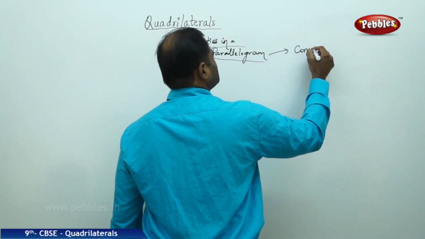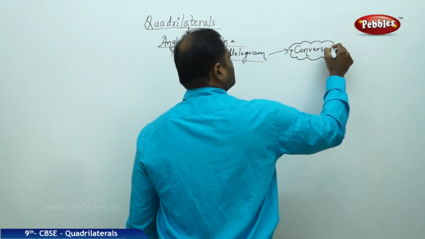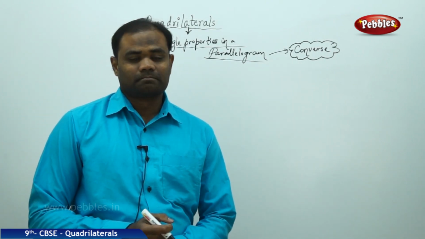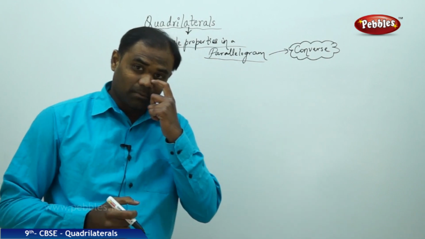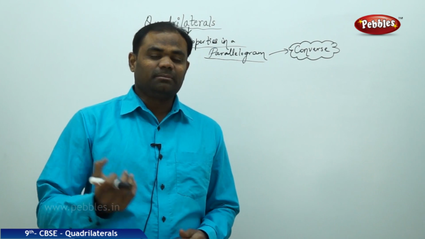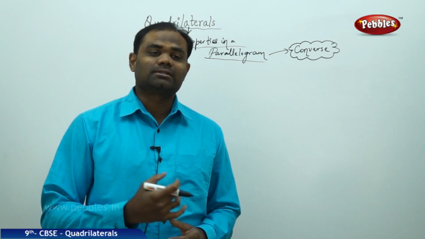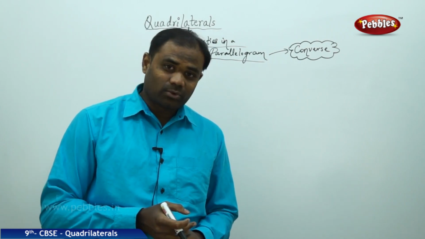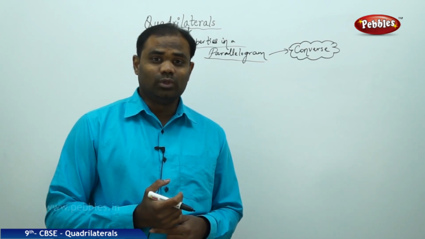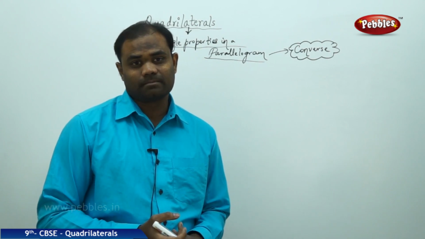The converse. So what is the converse of the angle property? Let's revisit the angle property as discussed in the previous session. In a parallelogram ABCD, we have defined that the opposite angles are equal. Now comes the question, if in a quadrilateral the opposite angles are equal, will that be a parallelogram? This is how we understand the converse.